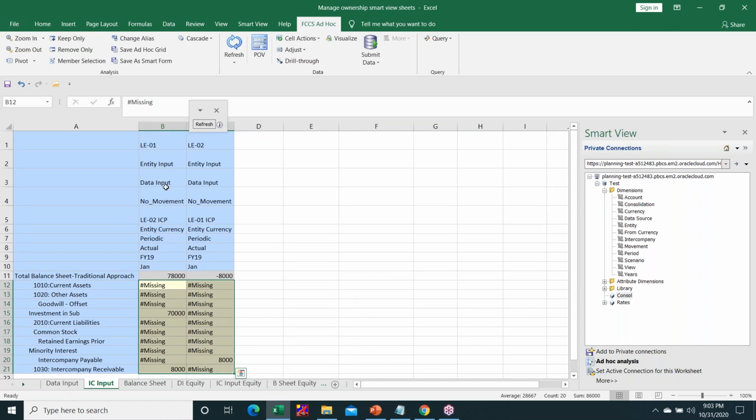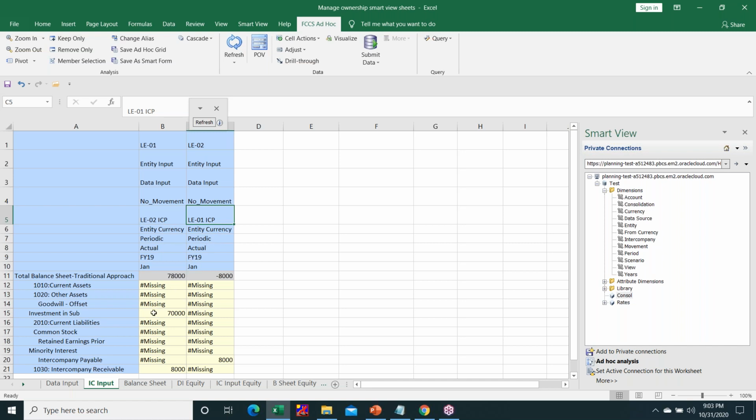I have taken all the dimensional members that we have selected on sheet one, and now the only difference is that this time I am entering against no intercompany, I am entering against my ICP partner. So in this case, for legal entity 01, legal entity 02 is my ICP partner, and for legal entity 02, legal entity 01 is my ICP partner.